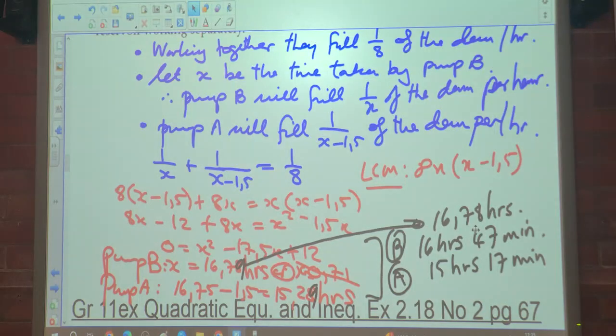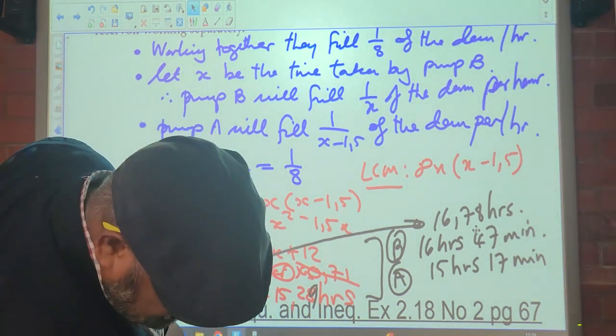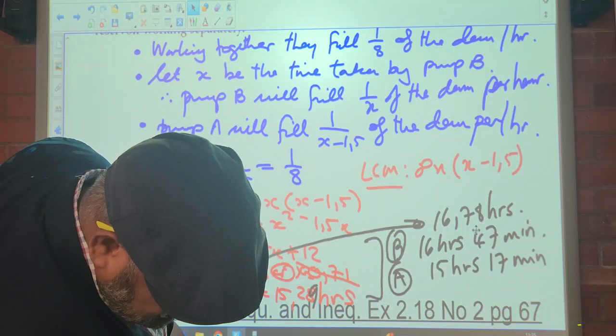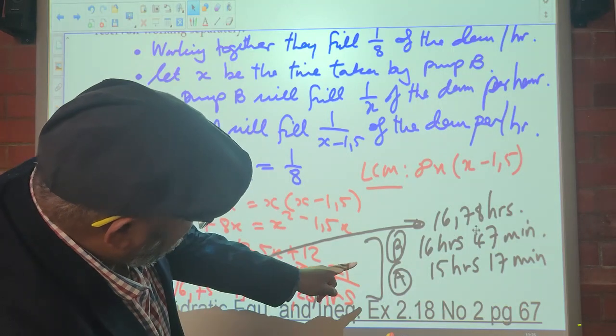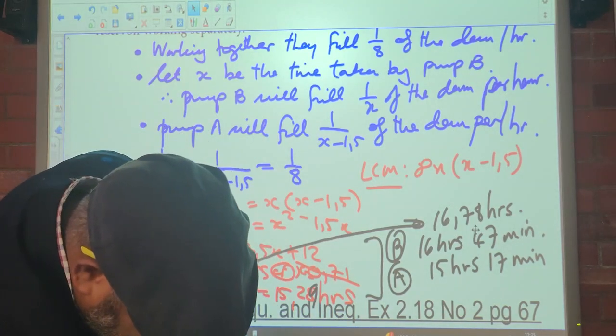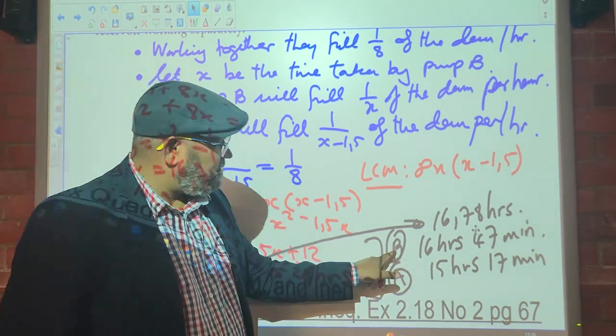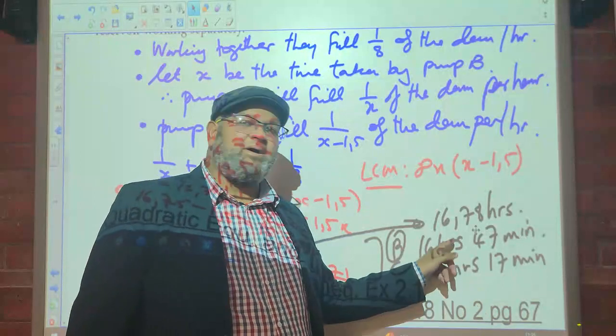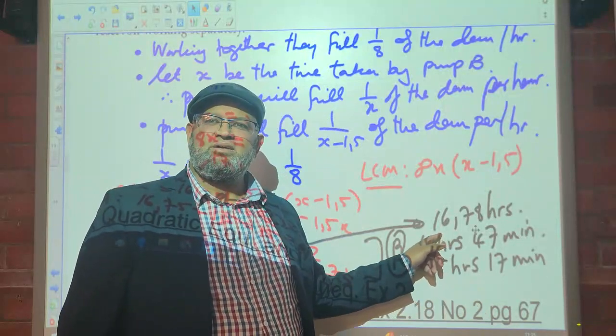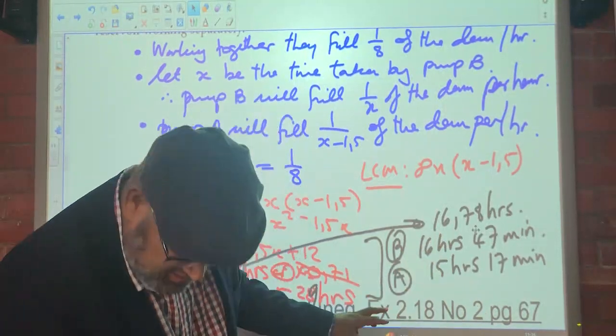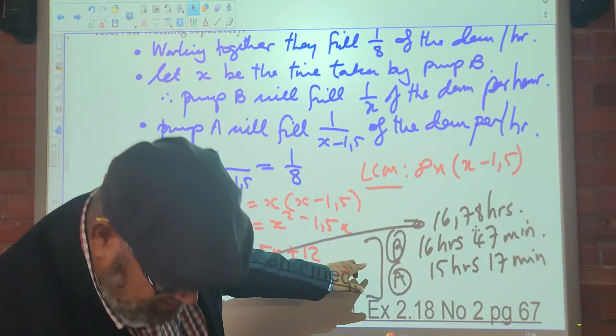What's wrong, Michael? The book is still wrong. 16 hours, 37 minutes, not 47. I think it's because it's minutes. So they have 16 hours and 37 minutes. Yeah, but that is pump B. They have pump B second and pump A first. Isn't it? There it says pump B takes 16 hours 30.